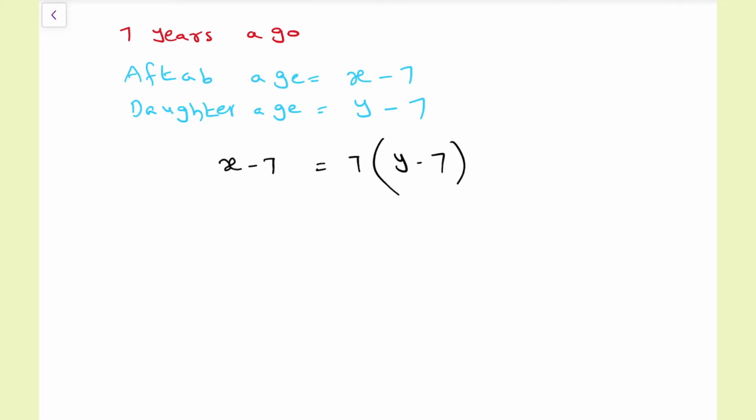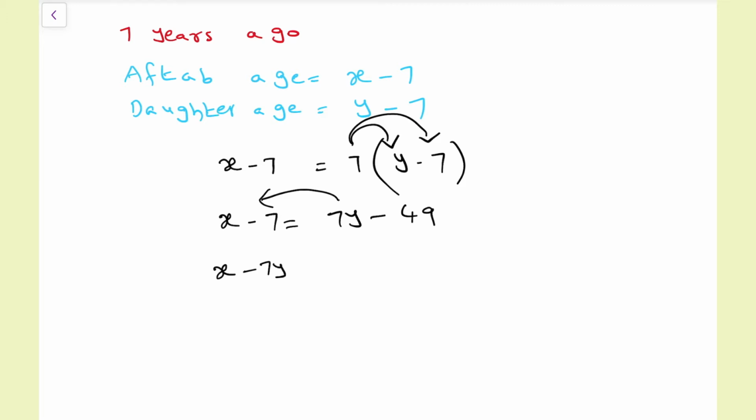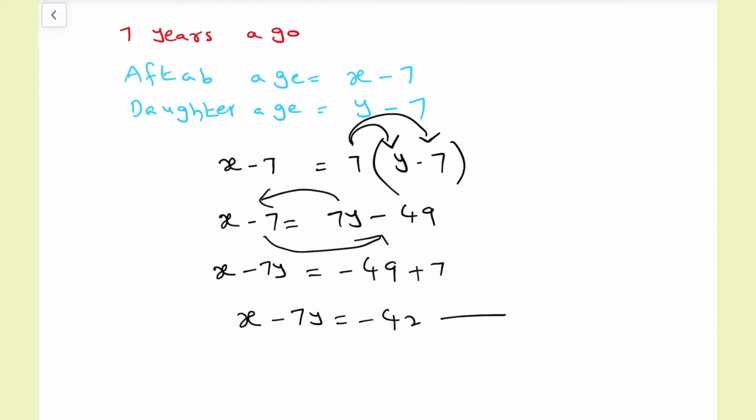Now let us simplify this so that we will get one equation. X minus 7 equals to 7 into Y, 7Y minus 7 into 7, 49. Taking everything one side, X as it is, 7Y if I bring to the left side, it will become minus 7Y equals to minus 49 as it is, minus 7 if I take to the right side, it will become plus 7. So we will get the equation as X minus 7Y equals to minus 49 plus 7, minus 42. This I am keeping aside as equation number 1.